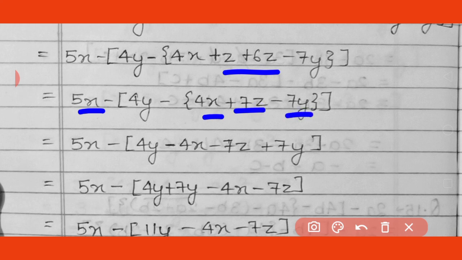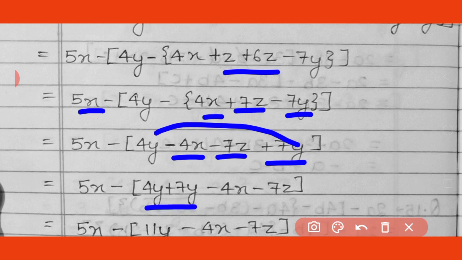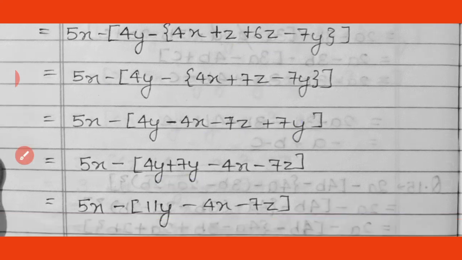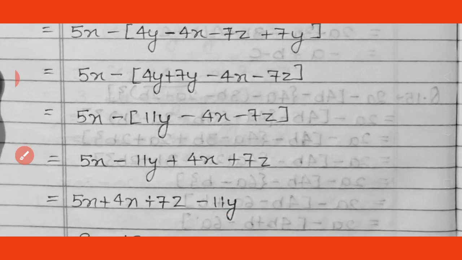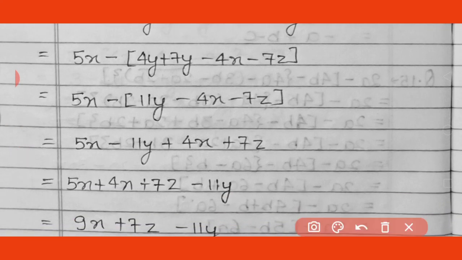So whenever the bracket will open, their sign will be changed, plus 4x changes into minus 4x, plus 7z changes into minus 7z, and minus 7y changes into plus 7y. So we will put together the like terms. These two are like terms, 7y and 4y. Next, 7y and 4y add together, it became 11y and minus 4x minus 7z.